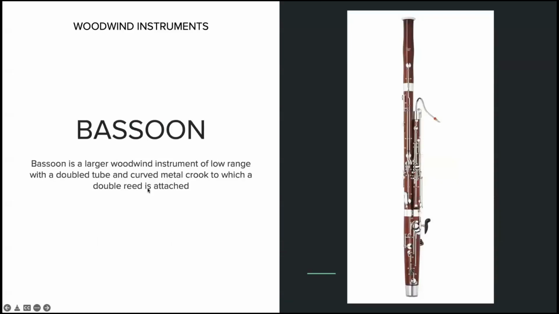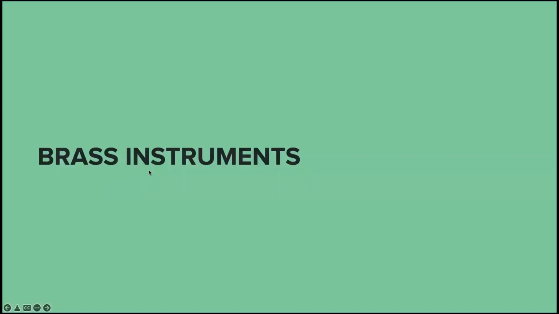Okay, bassoon. The bassoon is a larger woodwind instrument of low range with a double tube and curved metal crook to which a double reed is attached. Probably we're not familiar with this anymore, the bassoon, or probably you are familiar. Okay, now let's talk about the brass instruments, the third one.